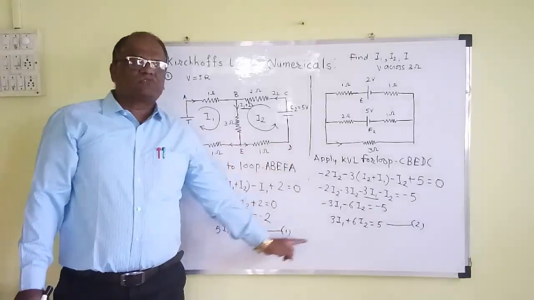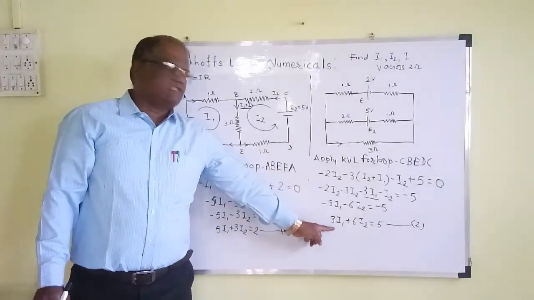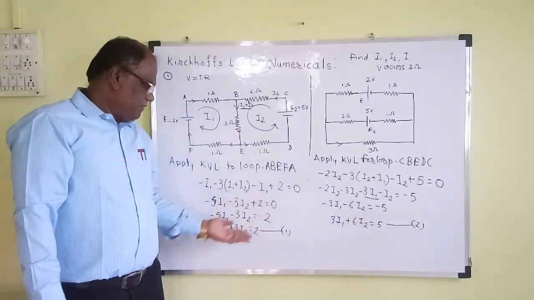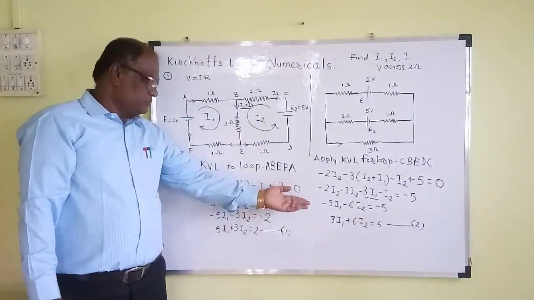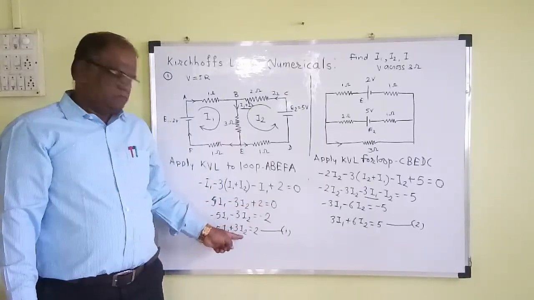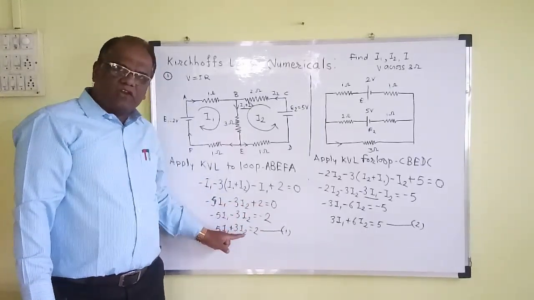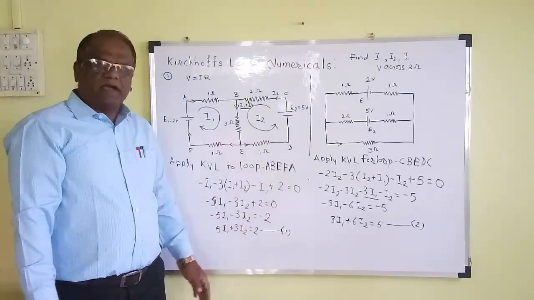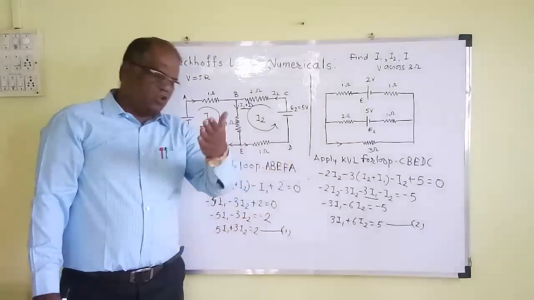Once you get these two equations, these are simultaneous equations in terms of I1 and I2. By eliminating I1 or I2, when you eliminate I1, you will get the value of I2. Once you get the value of I2, put the value of I2 in any equation, you will get the value of I1. Try to solve this.